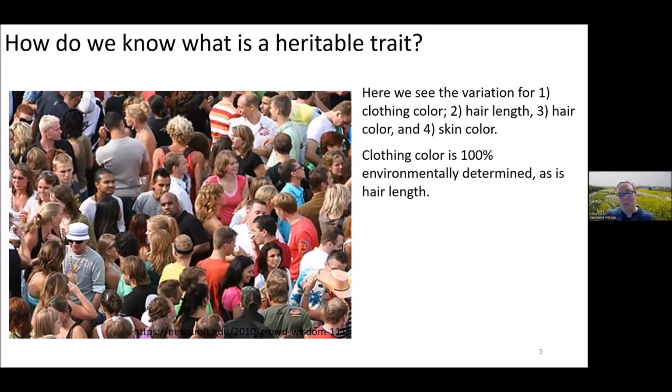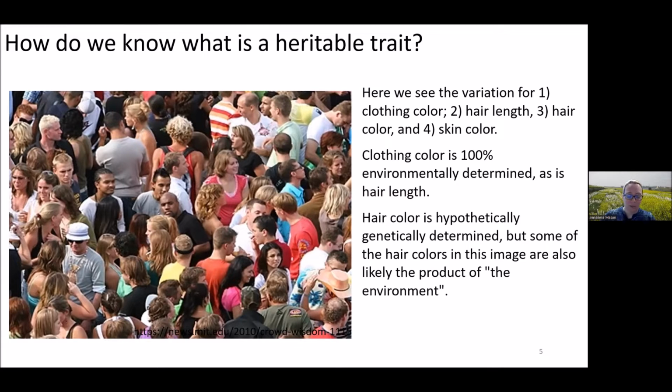Hair length also, and I specifically looked this up, most people can potentially grow their hair as long as they like, if they can be bothered. So this is environmentally determined and not really a genetic factor. Hair color is hypothetically genetically determined, but we know some of the people's hair colors in this image are also environmentally influenced. And skin color is largely genetic, but also depends on sun exposure. So this is relatively easy for us if we have an understanding of humans in general to work out which traits are heritable in this image that we're looking at.